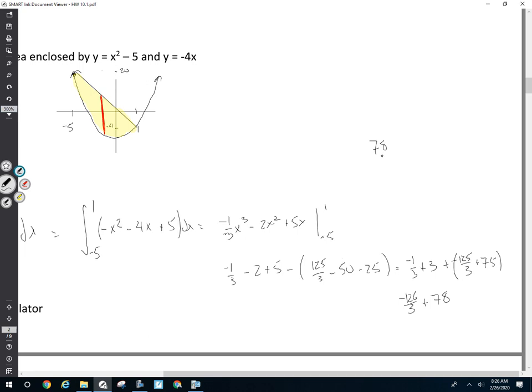Might as well do this. 78 times 3 is 234 thirds. -126 thirds plus 234 thirds. 234 minus 126 is 108 thirds. That does divide evenly. Not the square root of 3. 36.